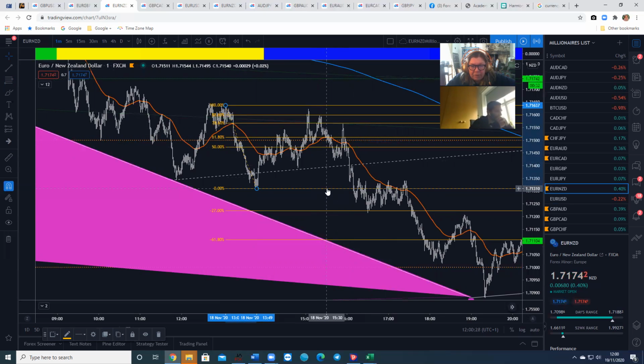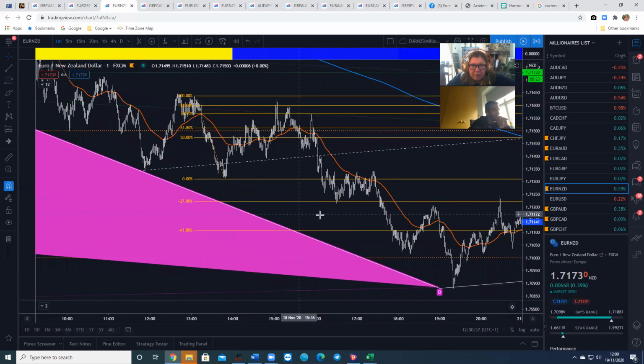And our profit zones on a fib are always 0 is our take profit 1 zone, minus 27.2 and the minus 61.8. And that's why I love fibs. That there would be a good trade then.